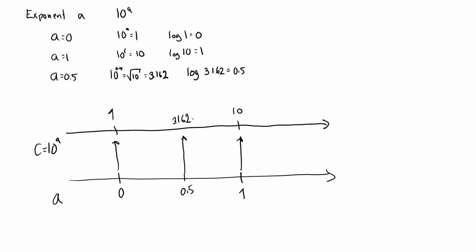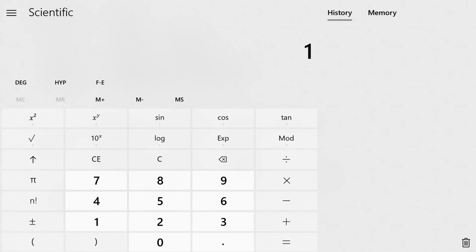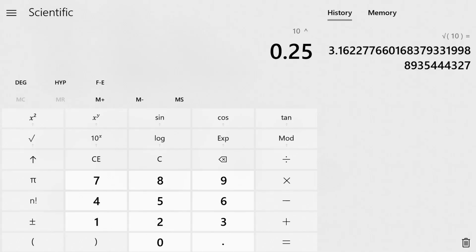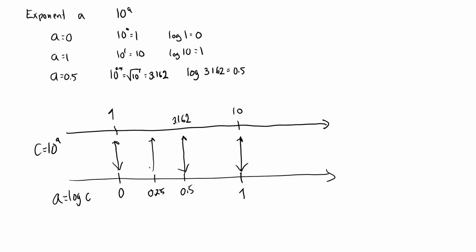An arrow pointing upwards means exponentiation, 10 to the a. The common logarithm is the inverse of exponentiation, and it can be illustrated with an arrow pointing downwards. a equal to log c. We can add a few more points to this picture. 10 to the 0.25, or 10 raised to 1 over 4, is equal to 1.778.